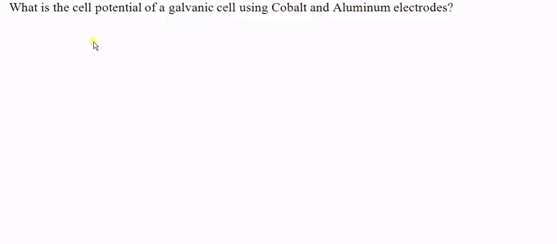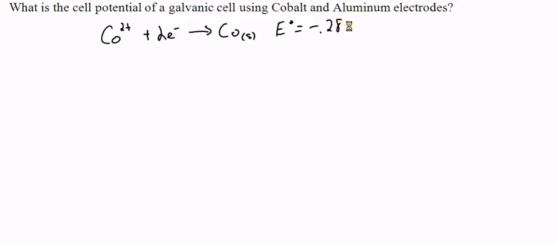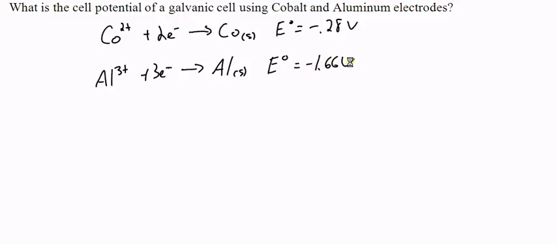And as we look, what we find is that the reduction half reaction for cobalt has Co2+ plus 2 electrons goes to cobalt solid, and the standard cell potential on that is going to be negative 0.28 volts. The other one that we're going to be working with is aluminum, and in the case of aluminum, we have Al3+ plus 3 electrons goes to aluminum solid as our half reaction, and the standard cell potential for aluminum is negative 1.66 volts.